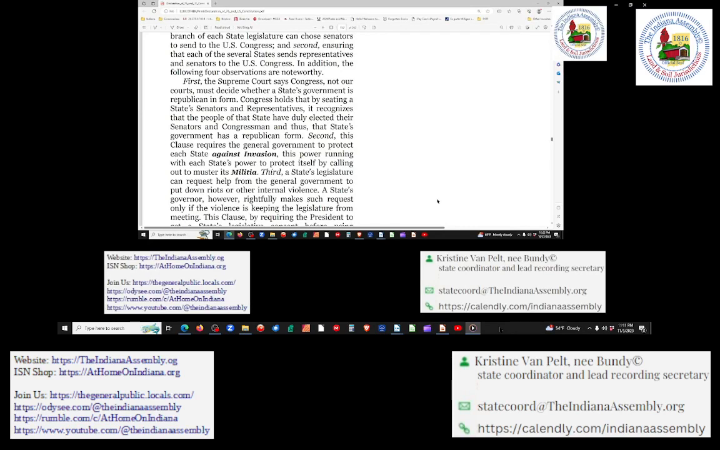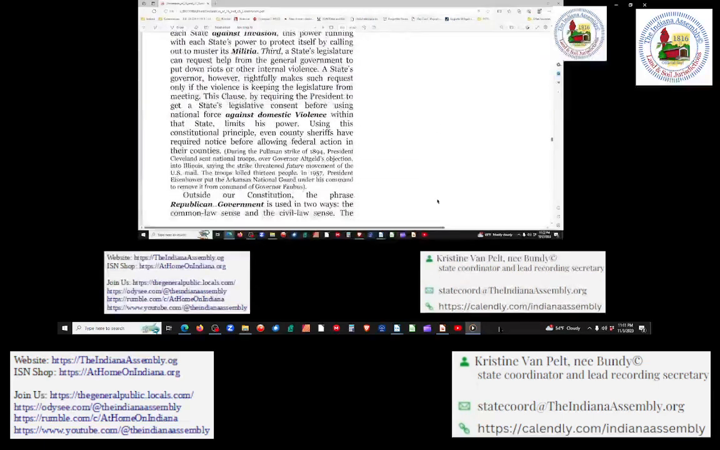First, the Supreme Court says Congress, not our courts, must decide whether a state government is Republican in form. Congress holds that by seating a state's senators and representatives, it recognizes that the people of the state have duly elected their senators and congressmen, and thus, that state's government has a Republican form. Second, this clause requires the general government to protect each state against invasion. This power runs with each state's power to protect itself by calling out to muster its militia.